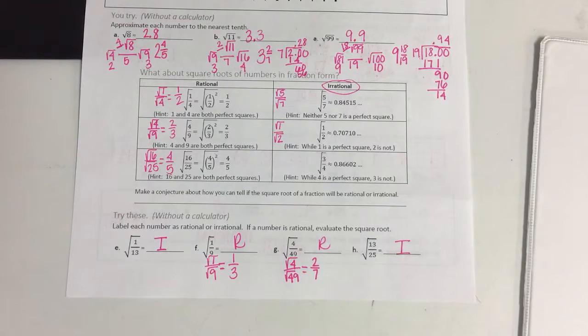Sorry about that, guys. The last one is also irrational because the 13 is not perfect, even though the 25 is. 13 is not a perfect square, so it makes the whole thing irrational.